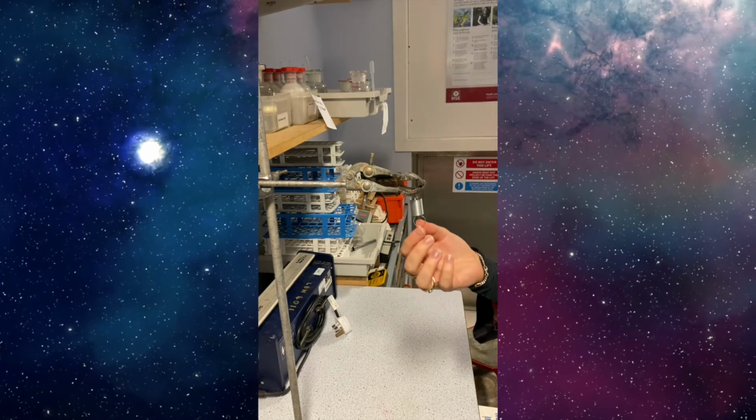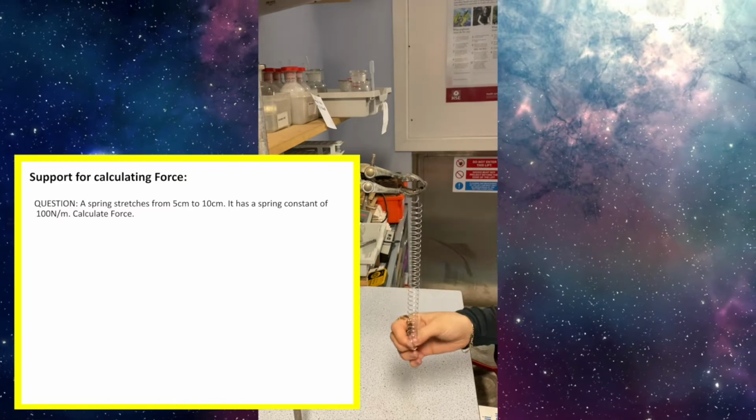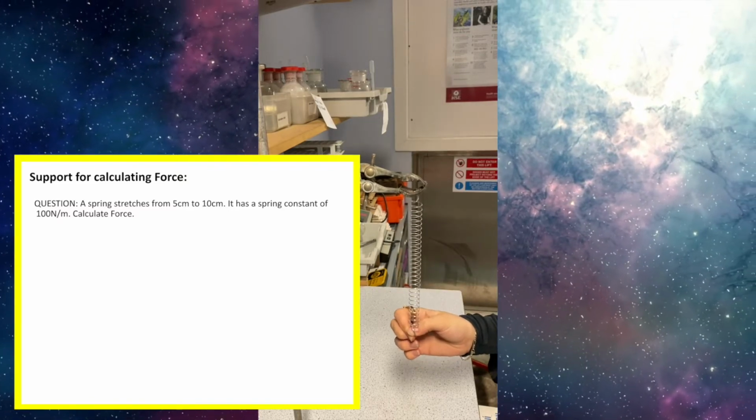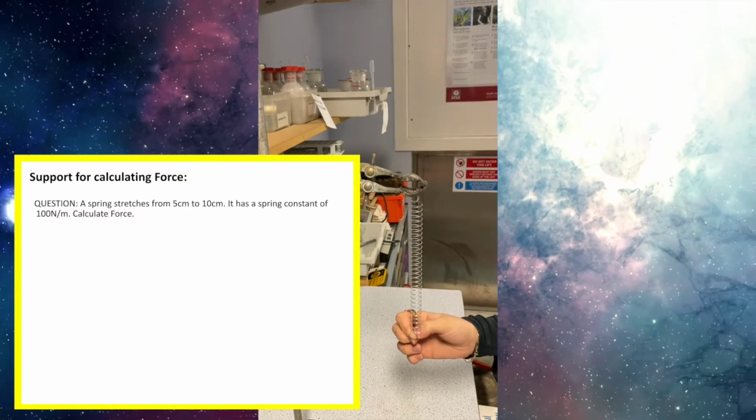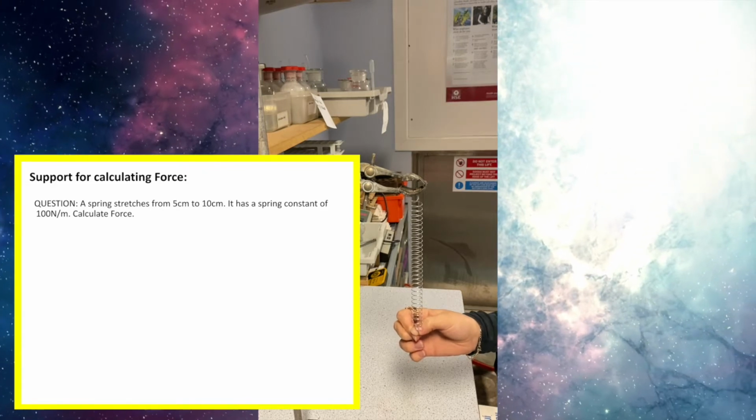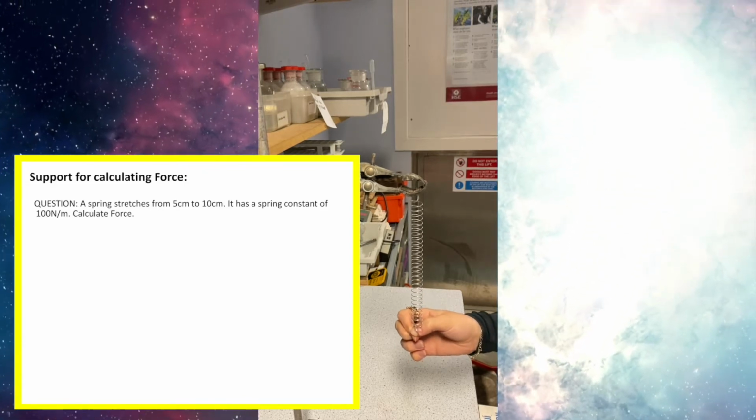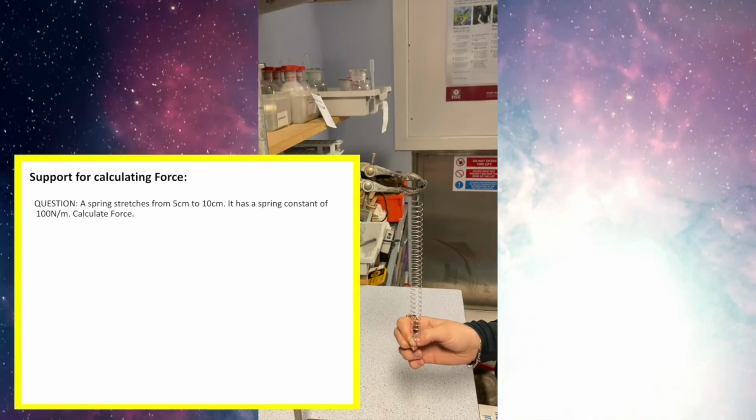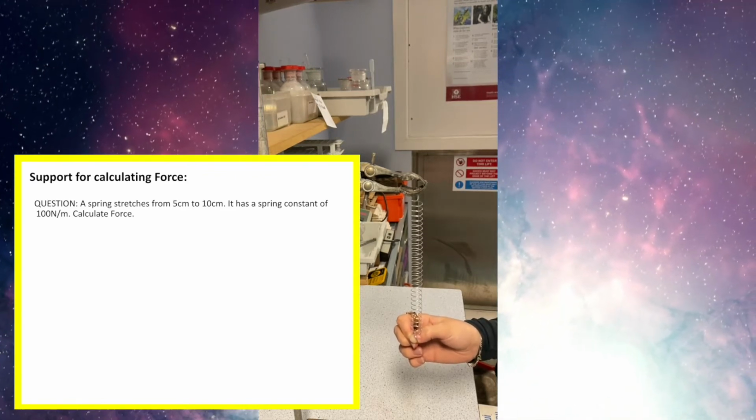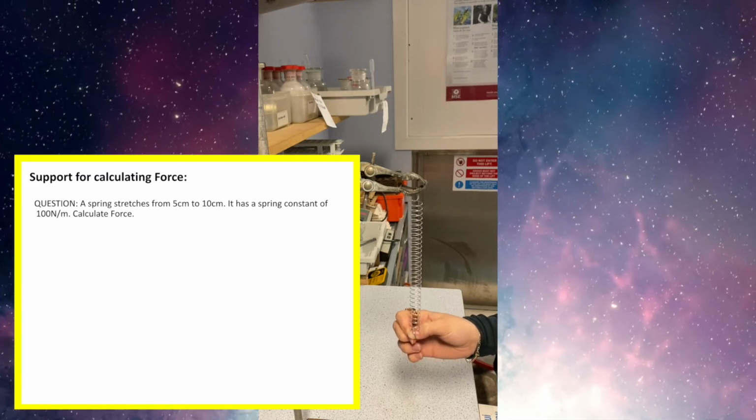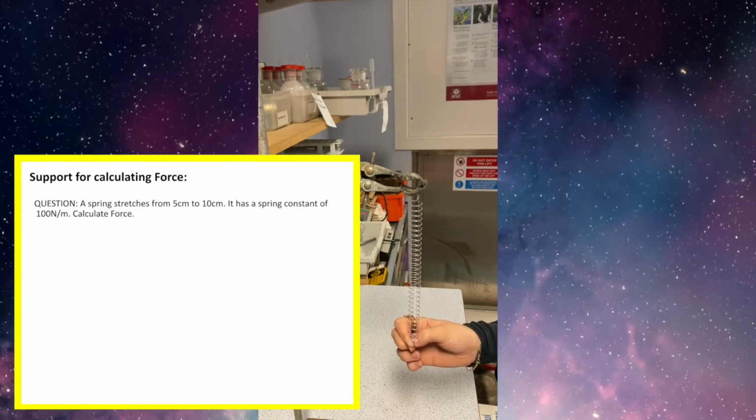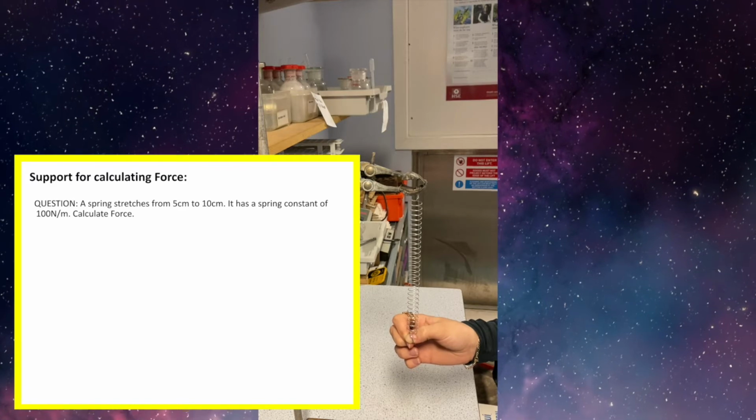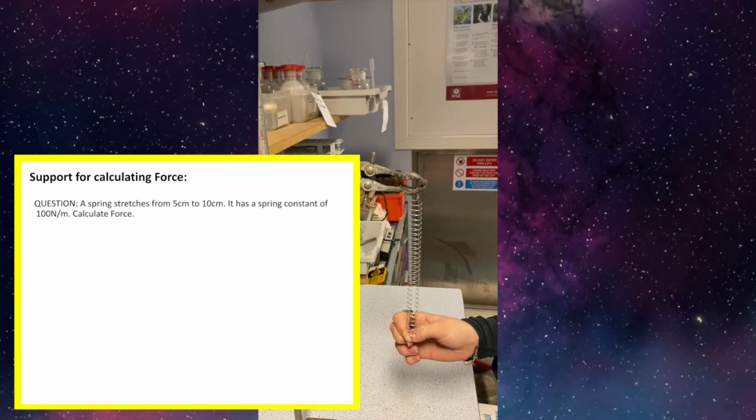Let's say I have a spring that moves from 5 to 10 centimeters. First, we need to work out the difference in the length that that spring stretches. So in this instance, 10 minus 5 gives us a total stretch of 5 centimeters. Then we're going to convert that 5 centimeters into meters by dividing by 100, because as you'll recall, this equation is measured with meters, not centimeters. So we get 0.05 meters.